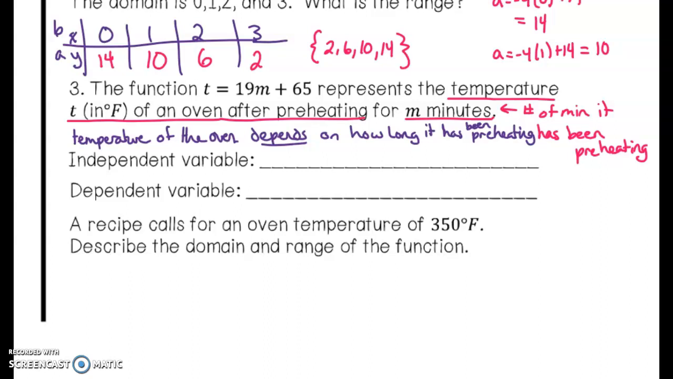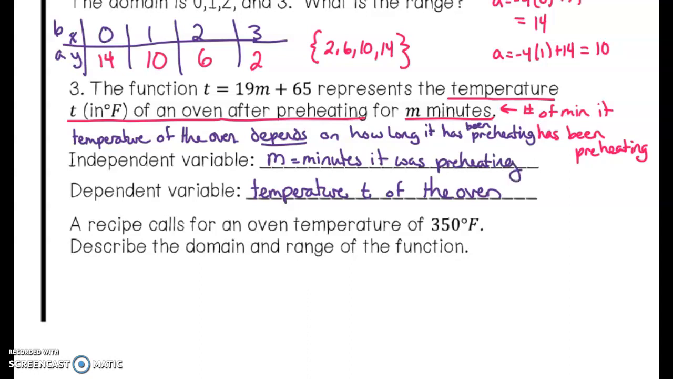So that means the dependent variable is the temperature, which is T, of the oven, because it depends on how long it has been preheating. So the independent is the M, which is the minutes it was preheating. So if you only give it 2 minutes to preheat, that's not enough time. If you give it 10 minutes, it will get warmer.